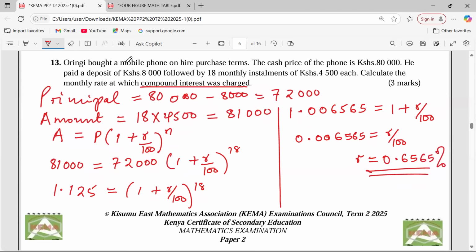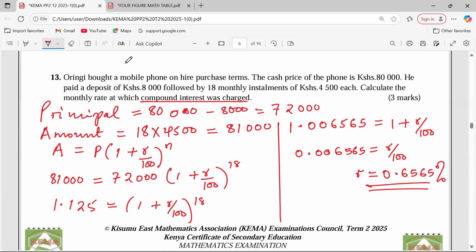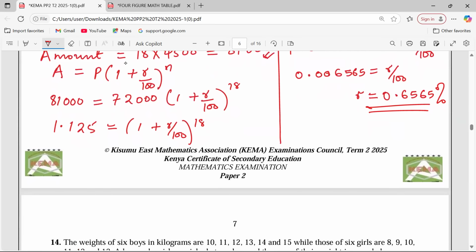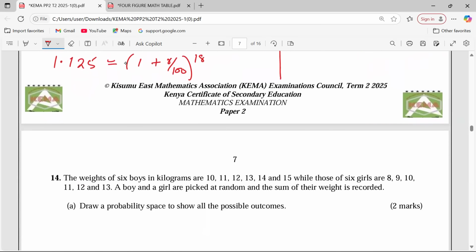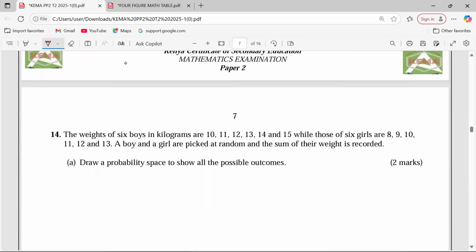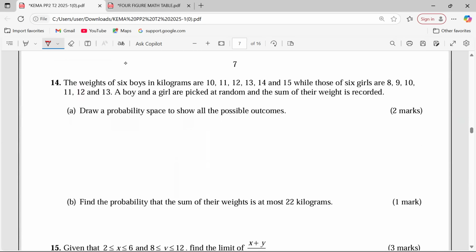So that is it. A very simple question, but learners are supposed to understand interest is usually charged on the balance, not on the cash price. So the interest is being charged on a balance of 72,000. That is why we end up paying 81,000 after 18 months. So the rate of interest can be computed that conveniently. Okay. Now with this, we can proceed to 14.